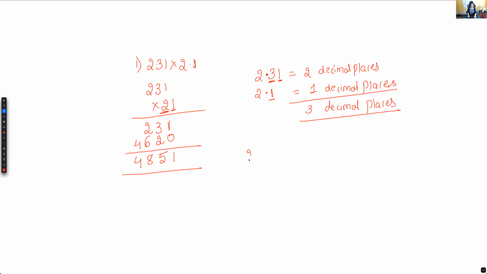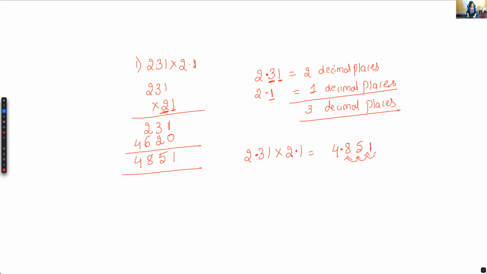So now we got the answer for 2.31 times 2.1. When you do the regular multiplication, we got 4851. Now 4851 has 3 decimal places, so you will jump 3 times to the left and you will keep the decimal point.